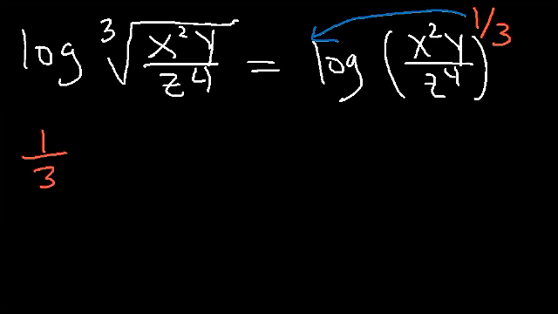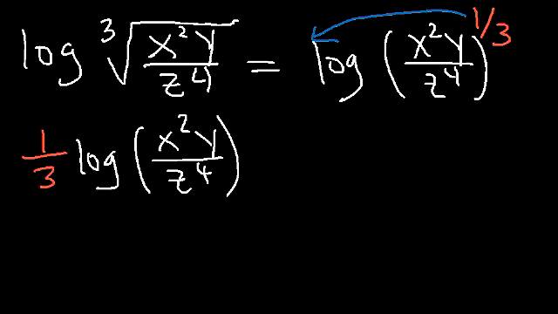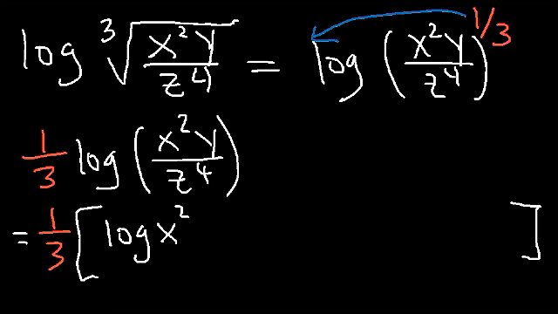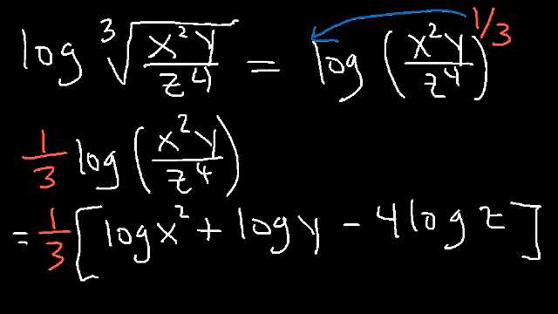So it's going to be 1/3 times everything else. So now we can expand the logarithmic expression. Now the 1/3 is going to be distributed to each of the three new logs. So it's going to be log x squared plus log y minus 4 log z, since z is on the bottom. For now, we'll leave it as log z to the 4th.